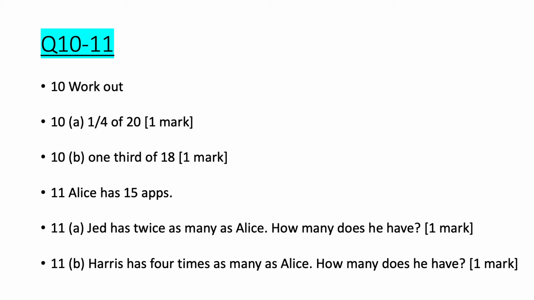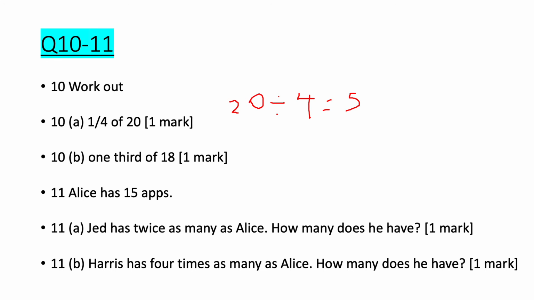Okay. This is question number 10, 10A. Work out a quarter of 20. So a quarter means dividing it by 4. So 20 divided by 4, guys, is equal to 5. Okay, so 4's into 20: 4, 8, 12, 16, 20.